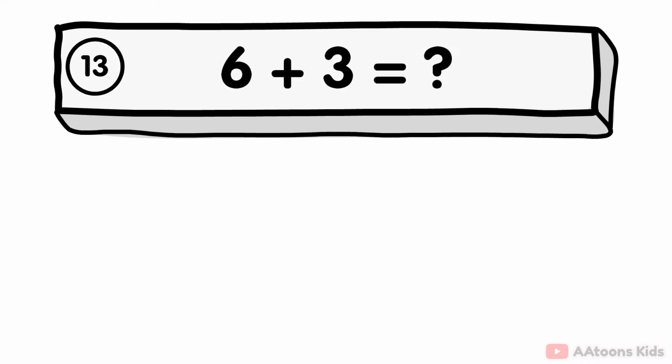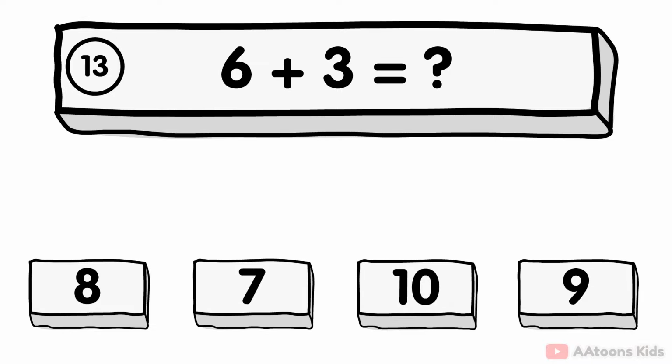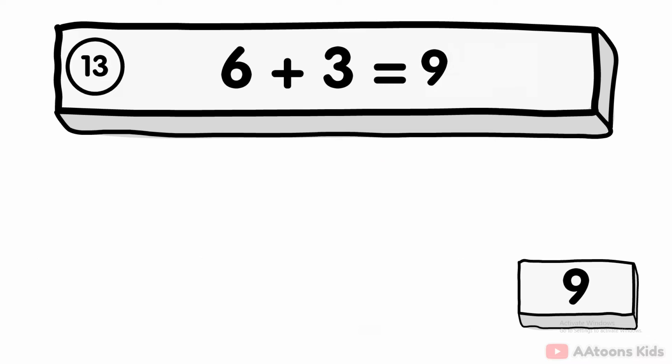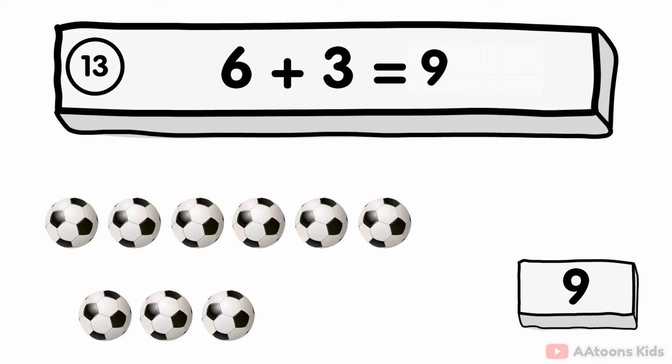6 plus 3 is equal to 9. Let's take 6 balls and 3 balls. Now count together. 1, 2, 3, 4, 5, 6, 7, 8, 9.